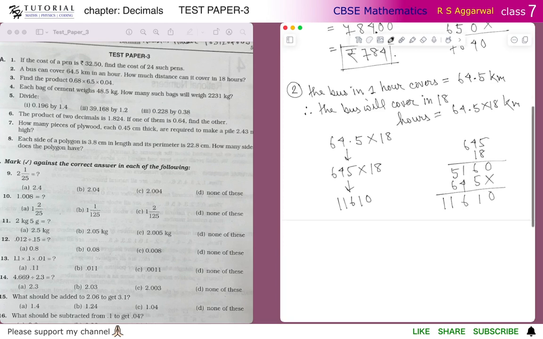11, 6. Okay. So now we have to put the decimal point in such a way that the decimal places of the result become equal to the decimal places of the decimal number that was in the product. So the decimal places have to be 1. So this becomes 61.0.